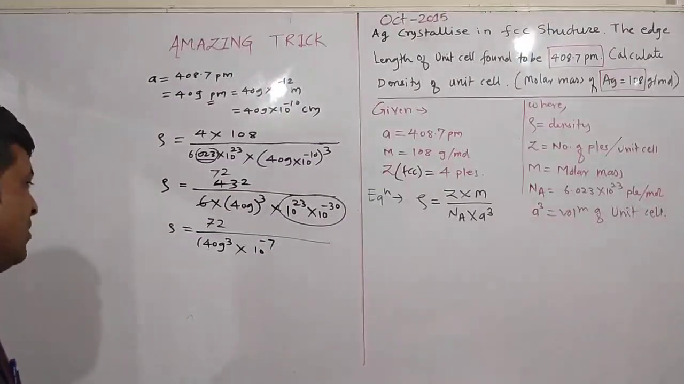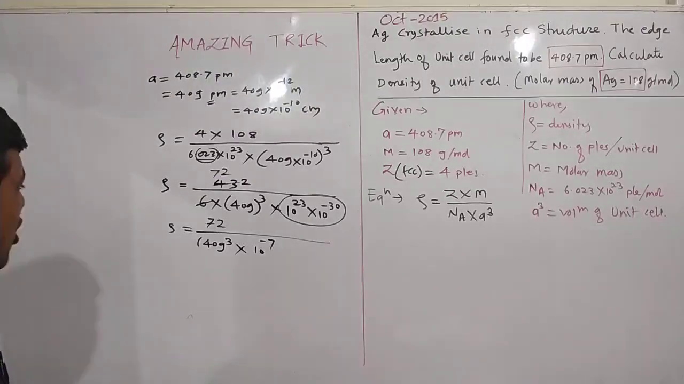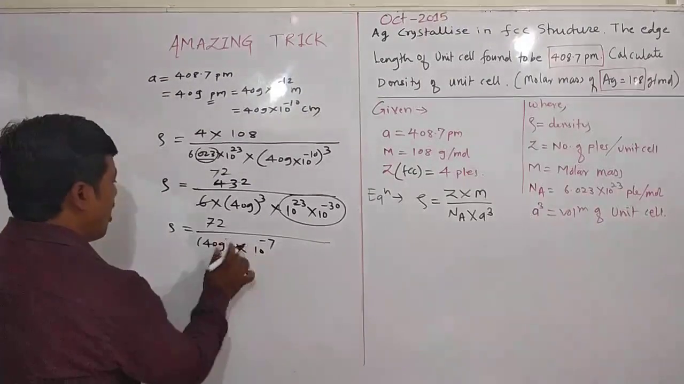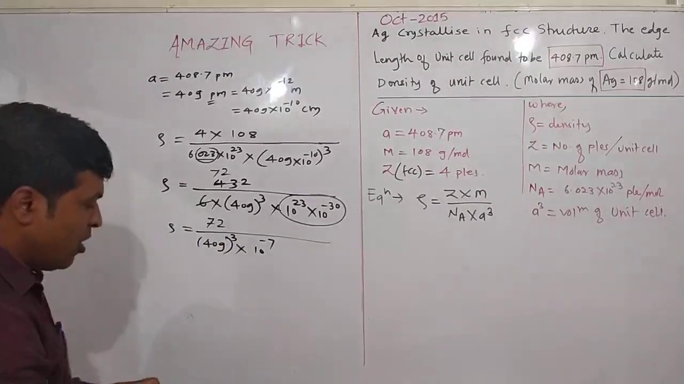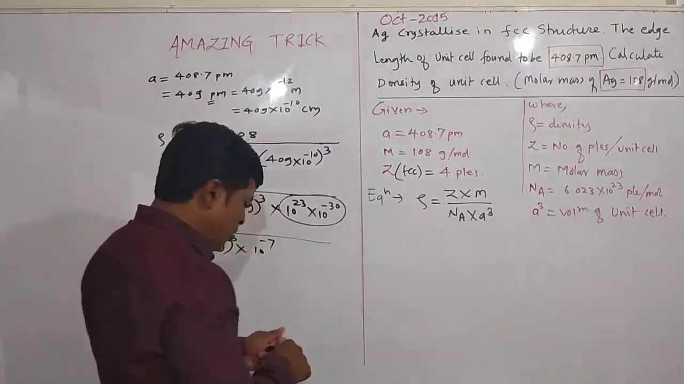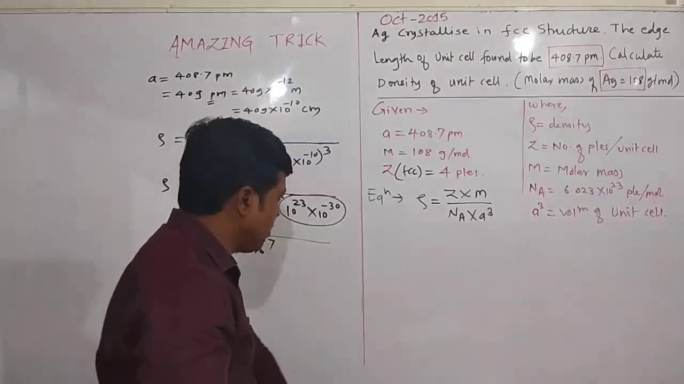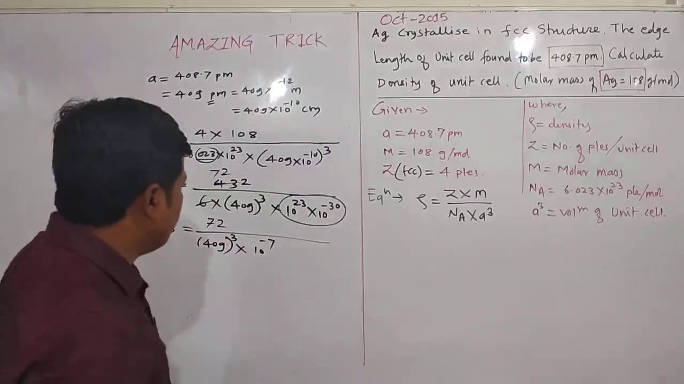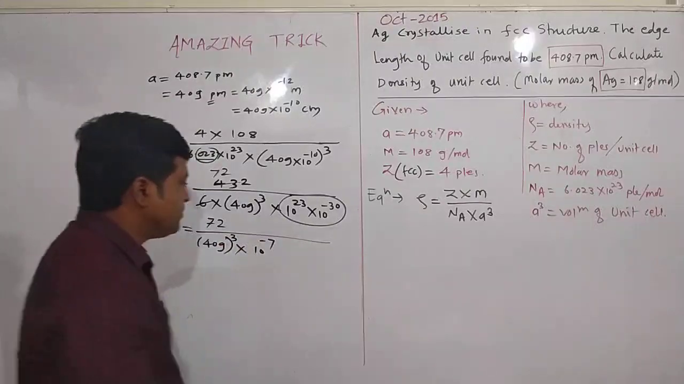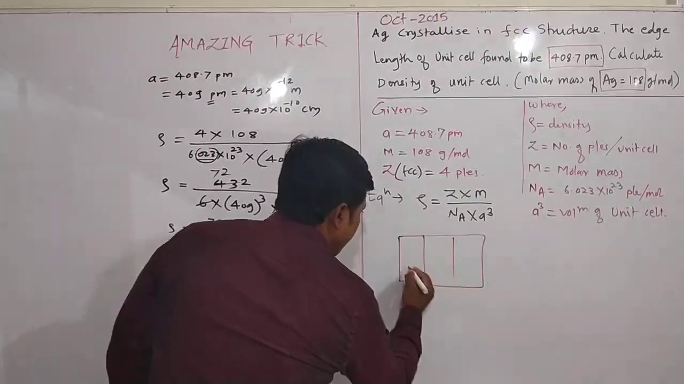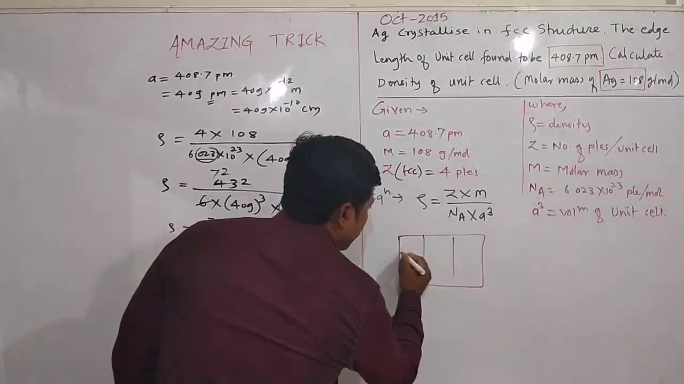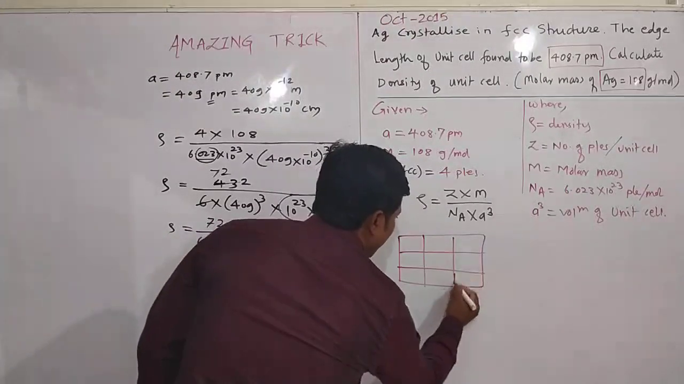Now it is very simple. You have to take only the cube of 409. So how can we take the cube? By a simple method. Okay, now look at the board, everybody. Just make 3 columns and 3 rows.